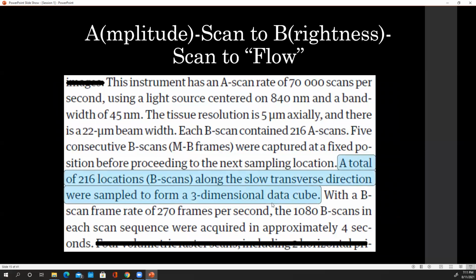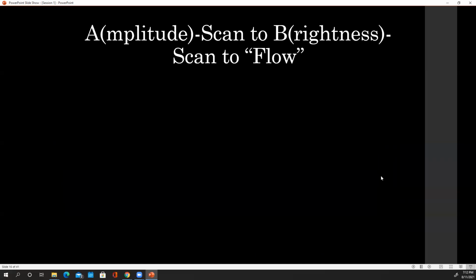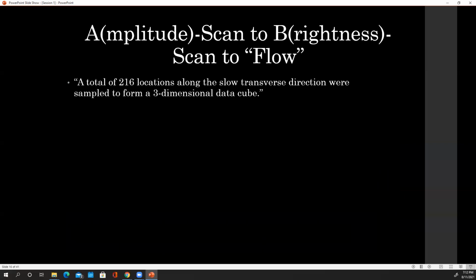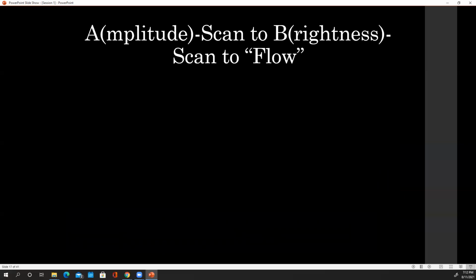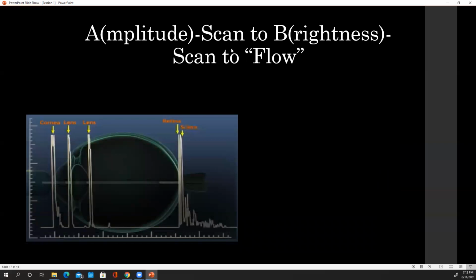So then we're going to go to another line here. A total of 216 locations, B scans, they put in parentheses, along the slow transverse direction were sampled to form a three-dimensional cube. Okay, so let's do that one. That's the statement. What does that mean? Well, now we're going from, well, how do we get to flow?